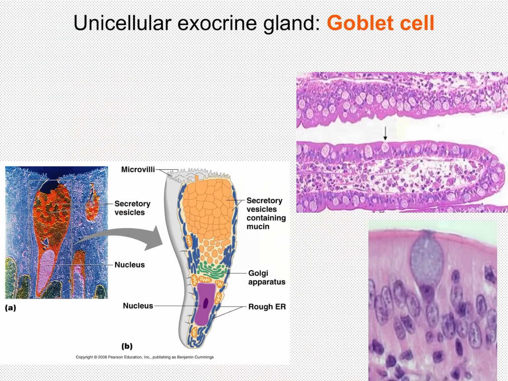Now, our special goblet cell that we mentioned earlier. A goblet cell is a unicellular exocrine gland. It's only one cell. It's considered a gland itself, and it secretes mucus, okay? It secretes mucus. Now, the protein that mucus is made from is called mucin, okay? And so mucin is inside the cell, and then when it's secreted outside, it's called mucus, okay?